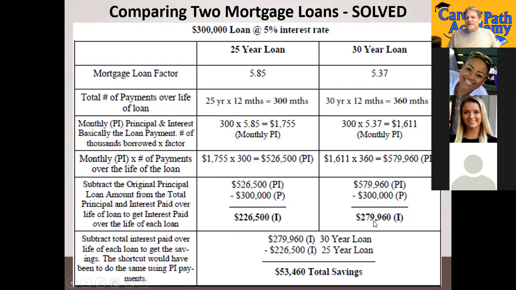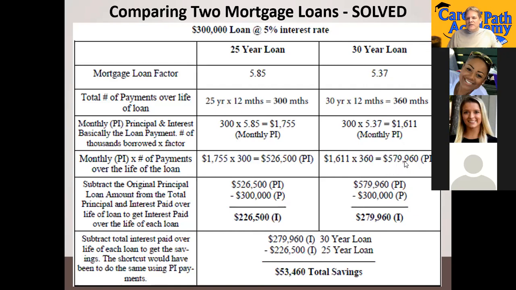They made $279,960 on a 30-year loan. And if you pay it off in 25 years, they make $226,500. Now subtract this from this, and you're left with the savings, because that's what the question was anyway, wasn't it? $53,460.